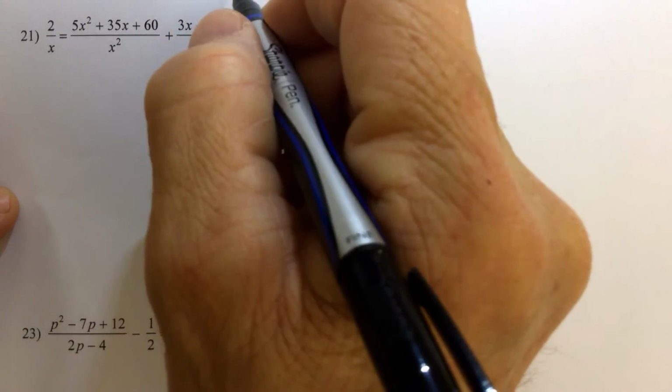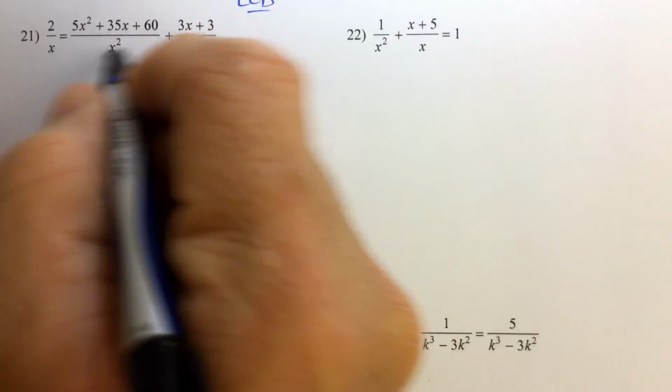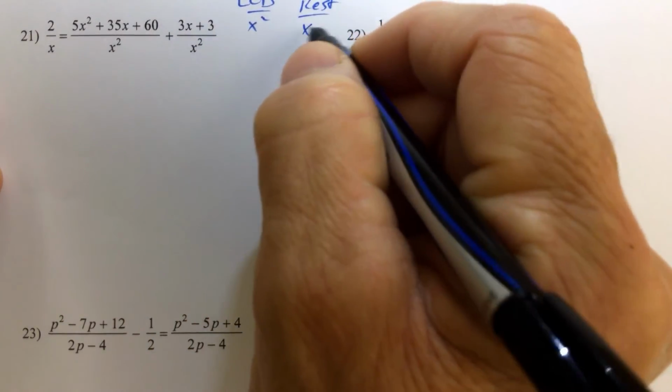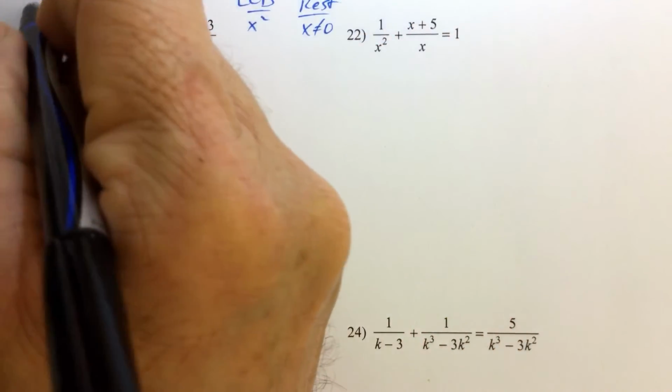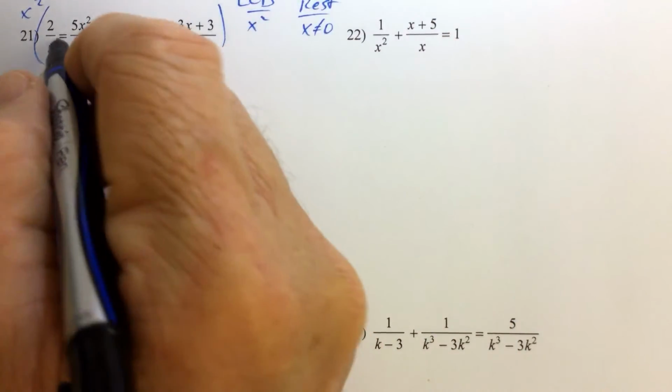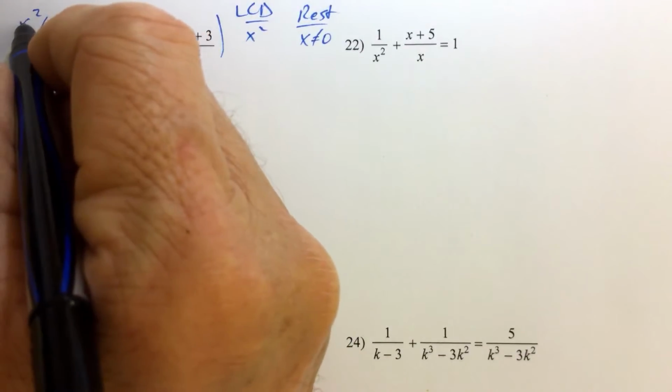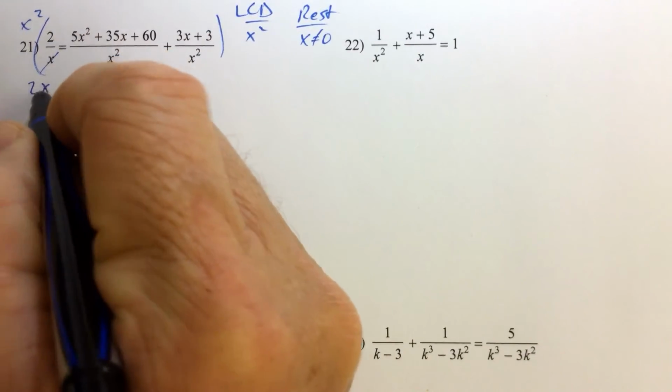For number 21, we can see our LCD is x squared, and that means that the only restriction would be that x is not allowed to be 0. Multiplying both sides by x squared, this x cancels with one of those x's, and so we're left with 1x, and x times 2 is 2x.